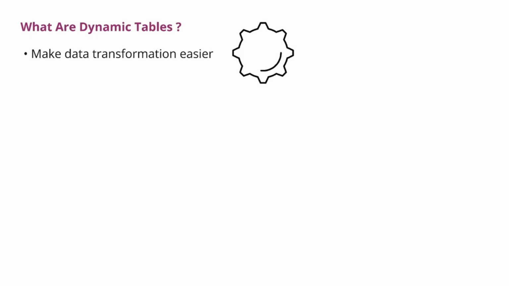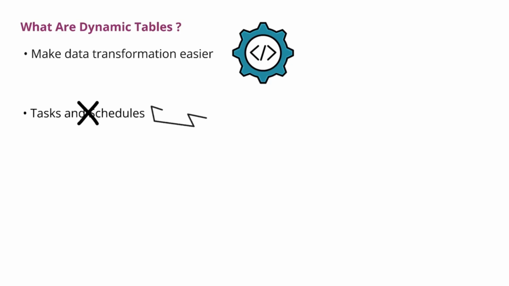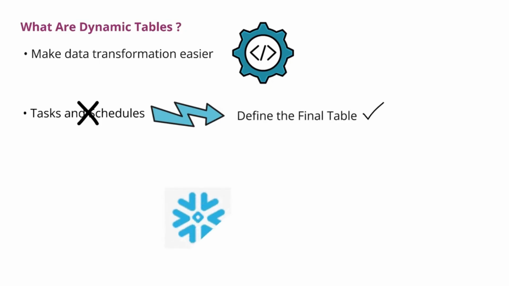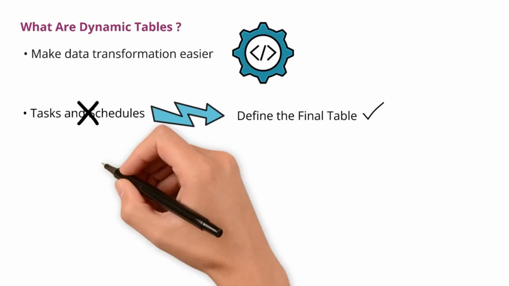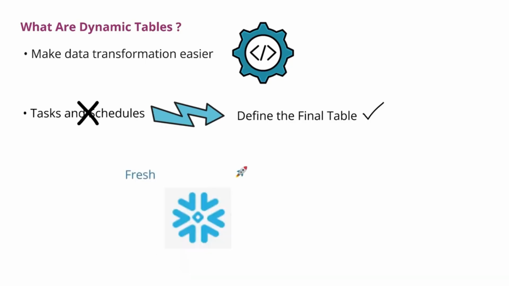Dynamic tables in Snowflake make data transformation easier by handling everything automatically. Instead of setting up tasks and schedules to update your data, you just define what the final table should look like. Snowflake then manages the entire process, keeping your data fresh, efficient, and cost-effective without any extra work.